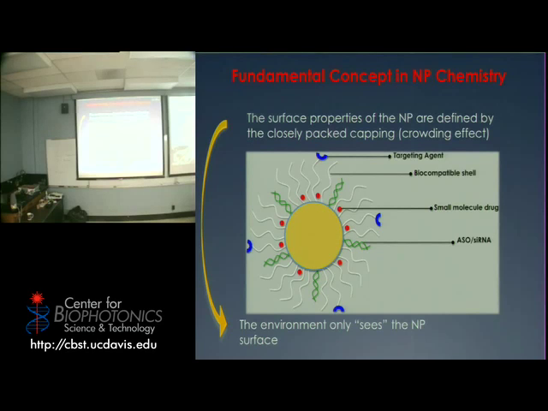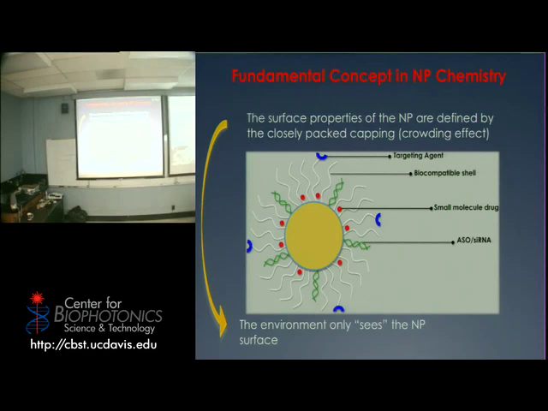What the organism sees is what's outside. Okay? So if you put a free drug into a system, the system sees the drug. The toxic effects and the beneficial effects and its charge, its pharmacokinetic, are all defined by the drug. But when you put it inside a nanoparticle, all the same parameters, pharmacokinetic, toxicity, biodistribution, and so on and so forth, are defined by the surface, and the size, of course, but the surface.